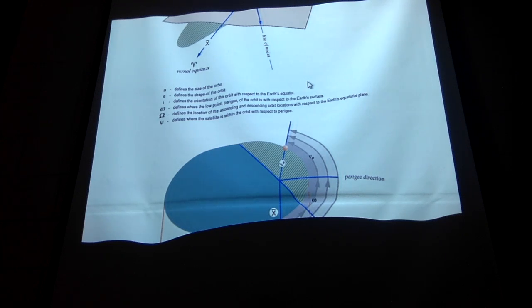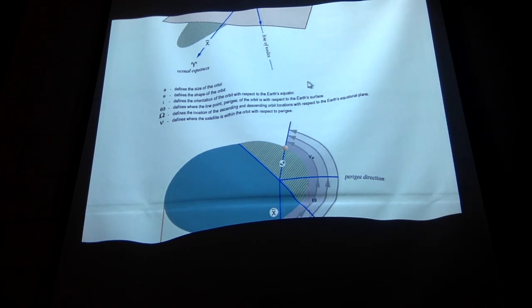Cap omega is the right ascension of ascending node, or RAAN. That's the difference between... It's not the distance. All these three are angles. The angle between Aries and the line of nodes is in the equatorial plane. The angle between the line of nodes and perigee direction is in the orbital plane.